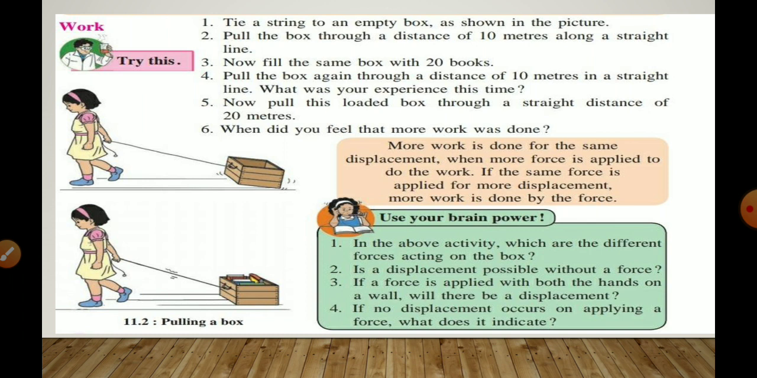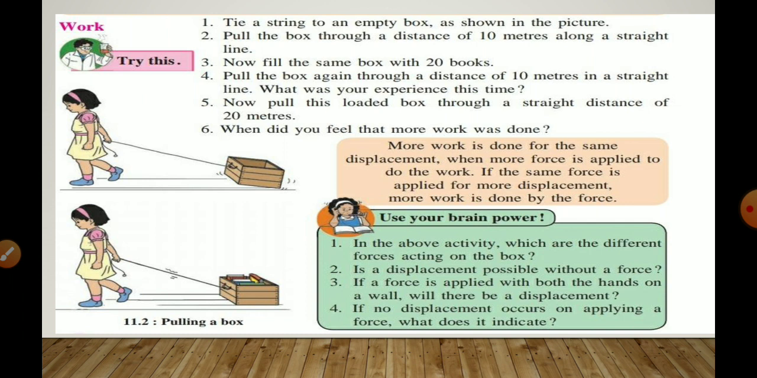When the box was empty, it had very less weight. When such an empty box was pulled, there was less work done. When the box was filled with 20 books and such a box was pulled, there was more force applied. This time it was more work than the first time. Why? Because the first time the box was empty and the second time the box was full. So, more energy is required to pull that filled box.